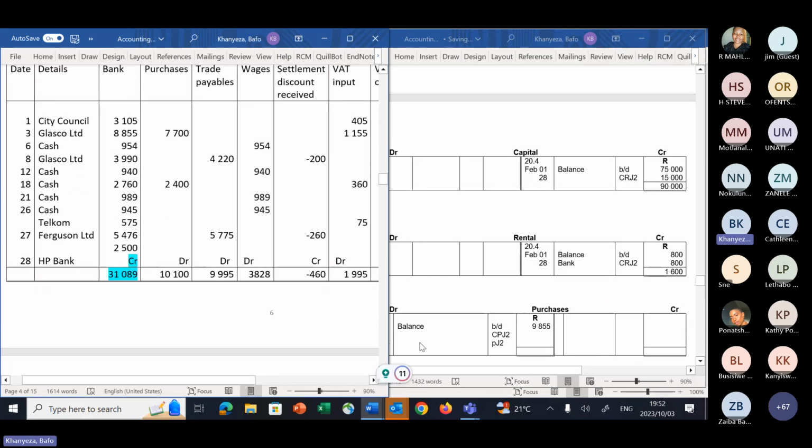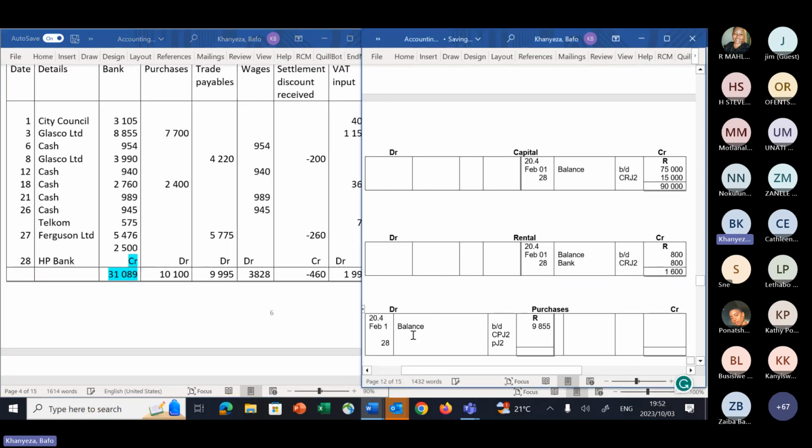In any case, purchases, because they are the reduction in the owner's wealth, it means they are a debit. Because the owner's wealth, it's a credit. So it's going to be bank. These were cash purchases.